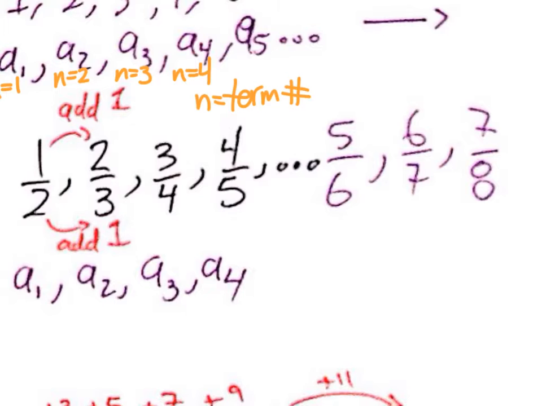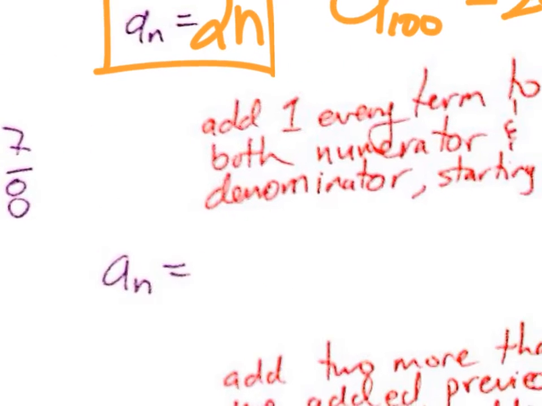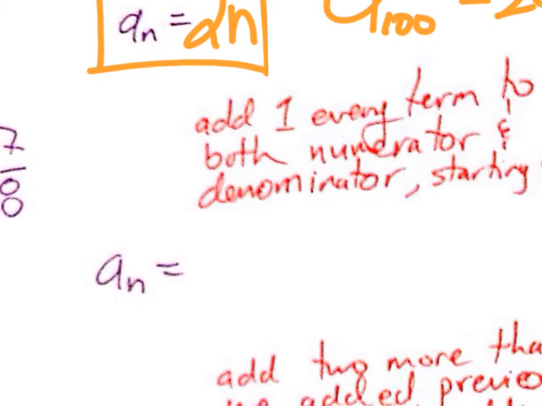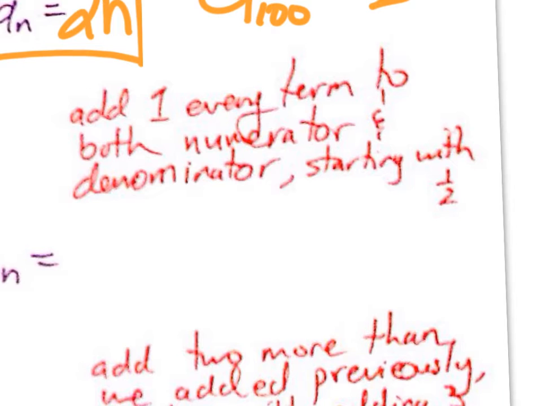And if we were describing this in words, we might say, what do I say here? Add 1 every term to both numerator and denominator, starting with 1/2. Alright, so add 1 every term to both numerator and denominator, starting with 1/2. That is how I would describe this in words.